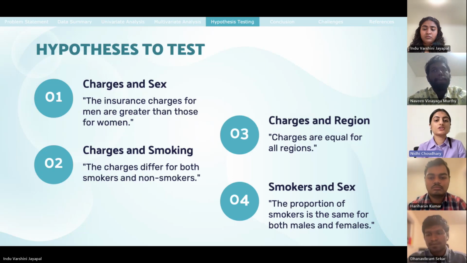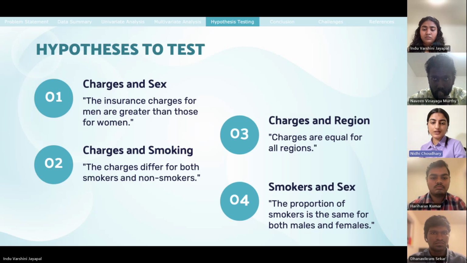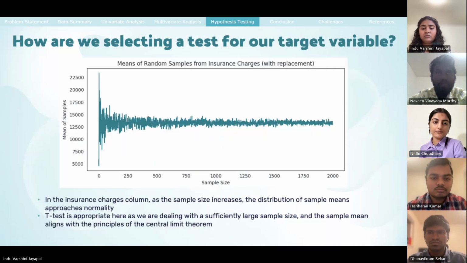The first one is the insurance charges for men are greater than those for women. Our second hypothesis is that these charges differ for smokers and non-smokers. The third variable that we are using is region. Here our hypothesis is that charges are equal across all regions. And our fourth hypothesis is the proportion of smokers is the same for both males and females. Moving on to next slide.